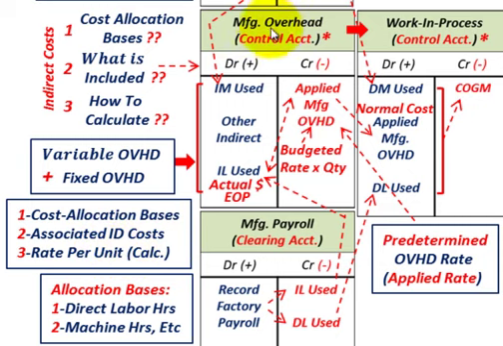Our manufacturing overhead is going to include both a variable overhead and a fixed overhead for those indirect costs. We're going to have both of those, and we're going to look at both our variable and our fixed components.